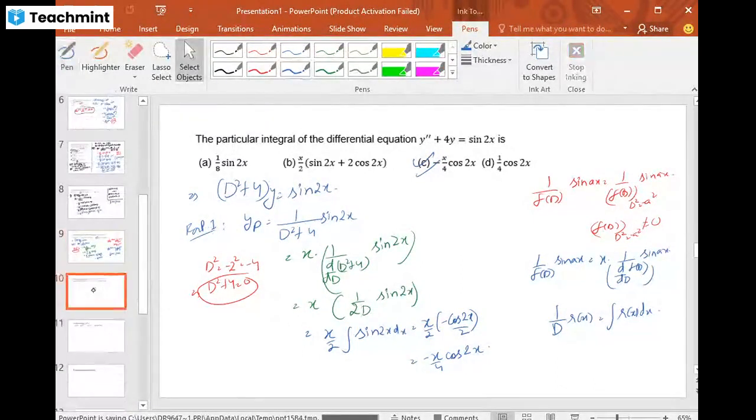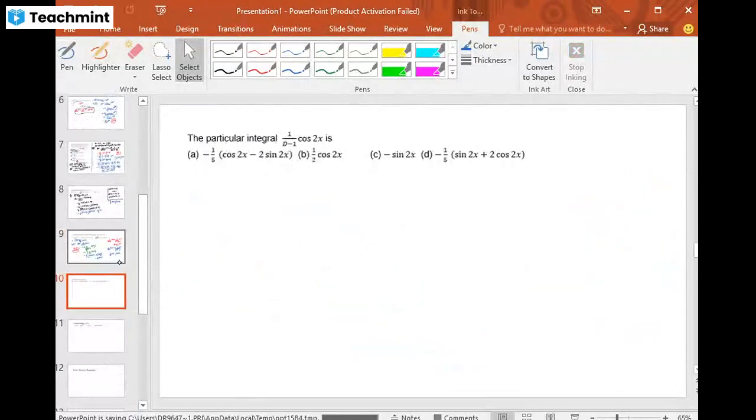Okay, now let us move to the next problem. Now this time we need to calculate the particular integral, and the inverse operator is already given in the form of 1 upon f(D). But here we have a cos 2x. In case of a cosine function, we need to replace D² with minus a². But here we have a linear factor.